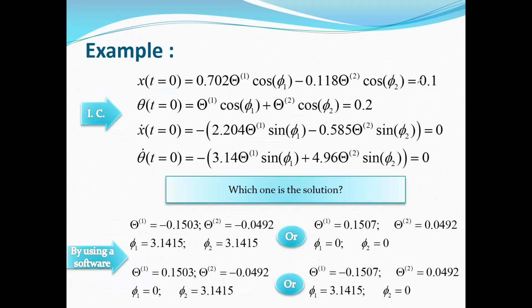Here you can see from the initial condition at t equal to 0, we know that x is equal to 0.1. At t equal to 0, theta is equal to 0.2, and at t equal to 0, the velocities x dot and theta dot must be equal to 0. So here we will have four equations with four unknowns. As you can see in the equations, we have cosine phi1, cosine phi2. Due to these terms, the solution of these equations is a little complicated, and I do not expect you to solve this type of equations.